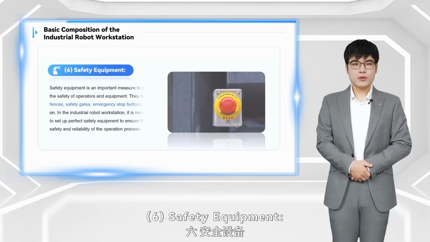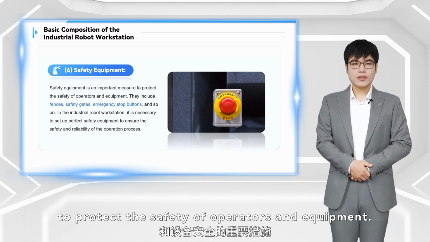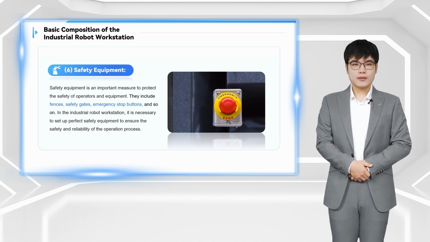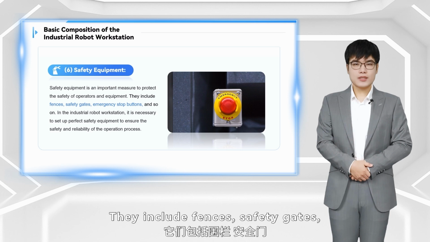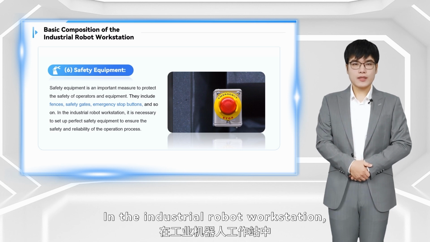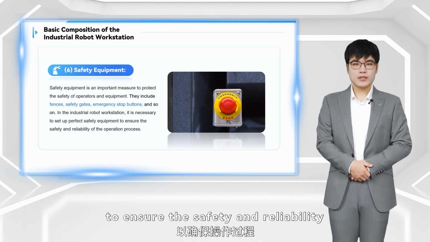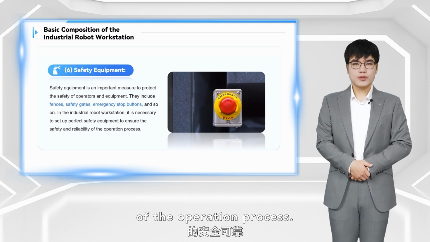6. Safety equipment. Safety equipment is an important measure to protect the safety of operators and equipment. They include fences, safety gates, emergency stop buttons, and so on. In the industrial robot workstation, it is necessary to set up perfect safety equipment to ensure the safety and reliability of the operation process.